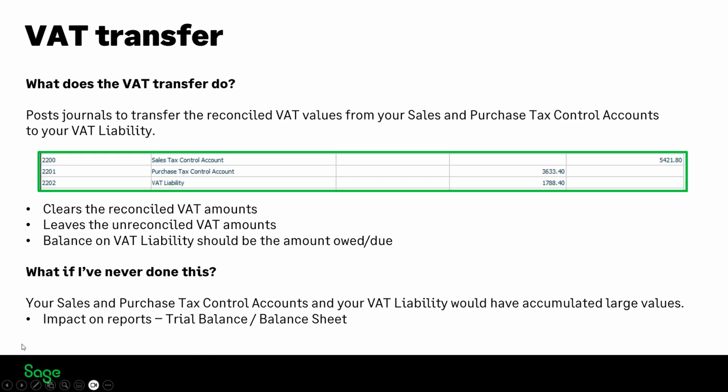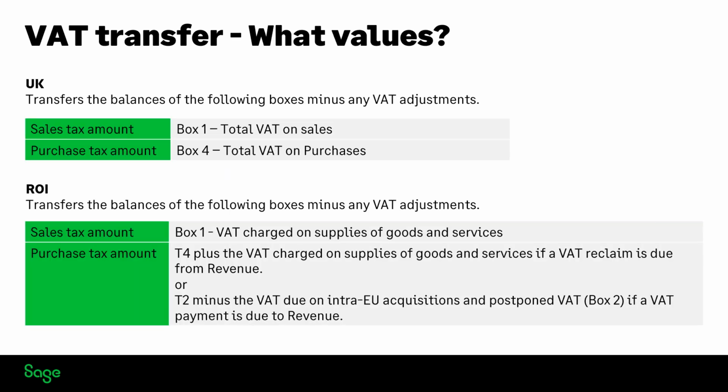Right, okay, so that's what it actually does. So in the UK, values that are going to be transferred, out of the sales tax, it's going to be the value from box 1 from your VAT return. That's what's going to transfer out. Similarly, from the purchase tax, it'll use the box 4 amount, so the total VAT on purchases.